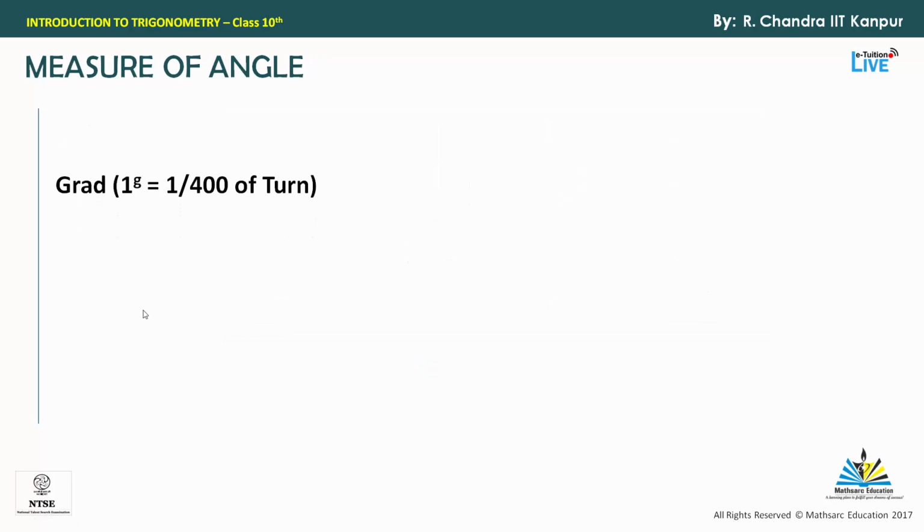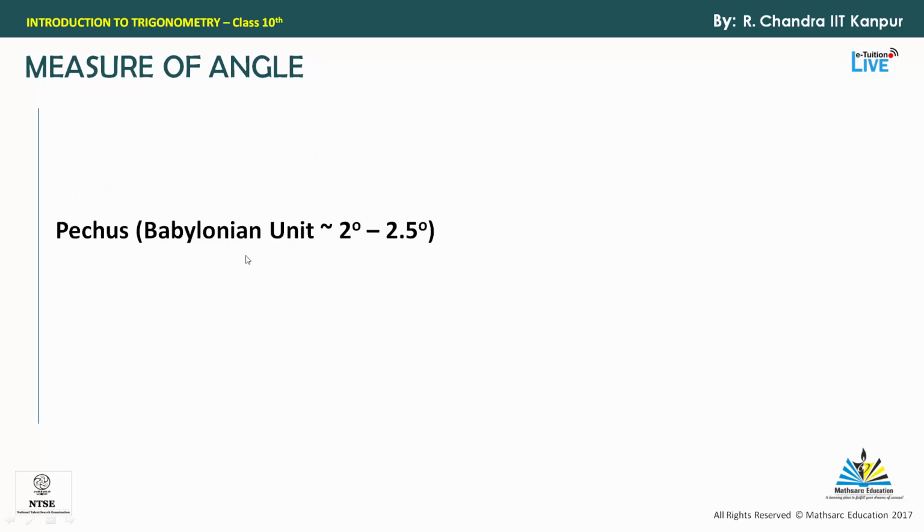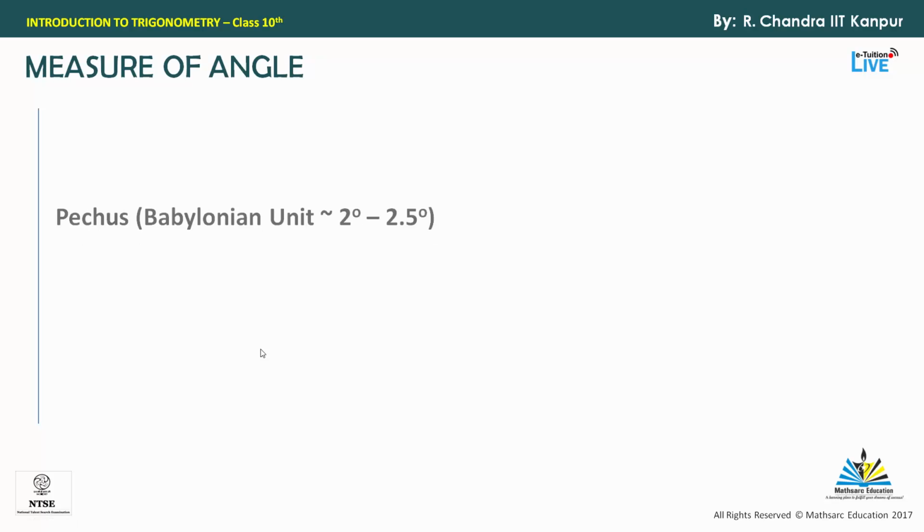Next we have grade, or we can say gradient, and that is 1 by 400 of a turn, that is 1 grade. Or what people do is they divide a quarter or right angle into 100 equal parts, and that one part is called a grade. Next we have the Babylonian unit, that is pitches, that is equivalent to 2.5 degrees at that time. We don't have this unit much in use nowadays.